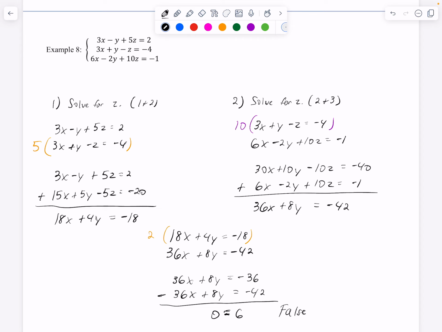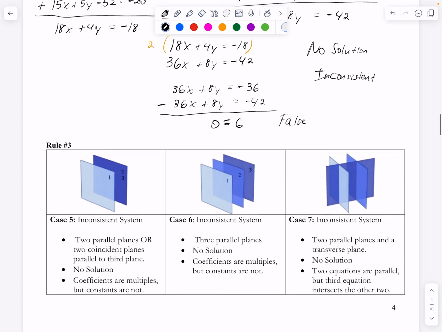Even though I was able to get a little farther in this one, I still wasn't able to continue after finding those two equations after I eliminated z. So I'm going to stop and write no solution. This is an inconsistent system. Okay? All right, let's do another one.